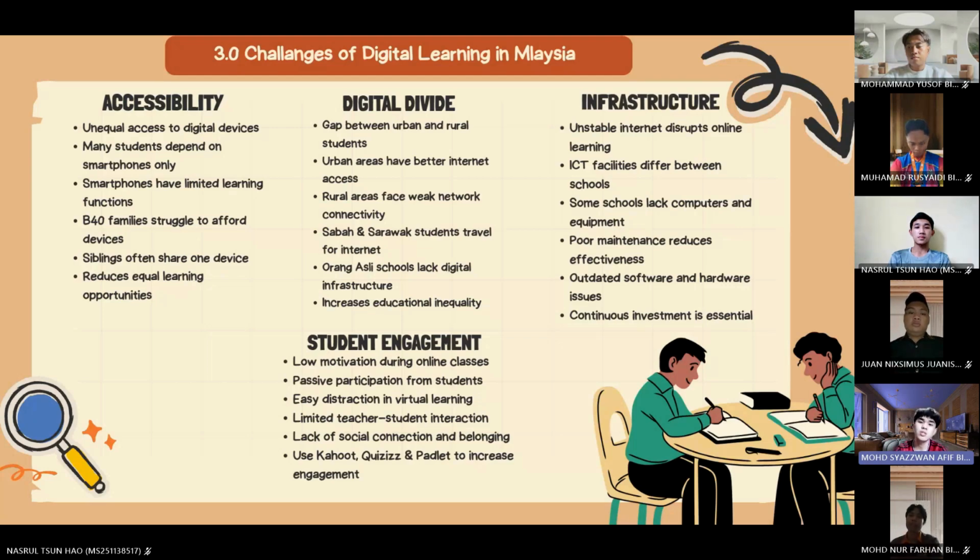In addition, online learning reduces face-to-face interaction between teachers and students, which can make students feel isolated and less connected to their classmates. To improve engagement, teachers can use interactive learning platforms such as Kahoot, Quizzes, and Padlet. These tools make lessons more enjoyable, encourage participation, and create a more interactive learning environment.